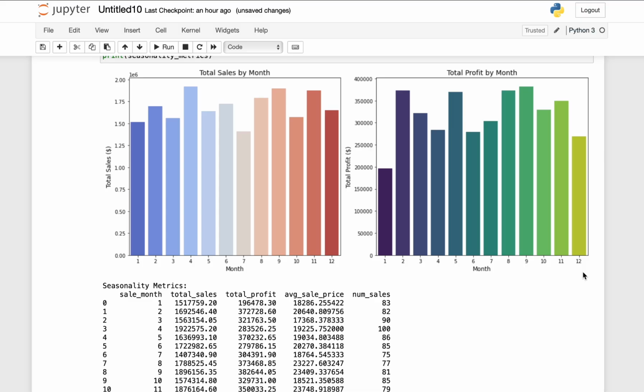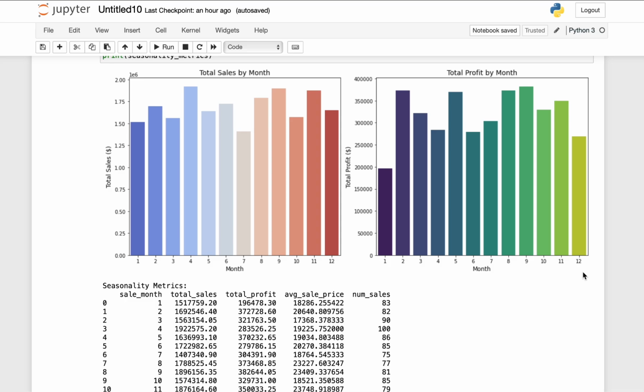Secondly, we can look at total profit by month, and we can see that the profit chart complements the sales data, highlighting which months were most profitable. And we can also see that high profit months can indicate higher margins or fewer discounts, while lower profits may suggest sales incentives or lower margin deals.